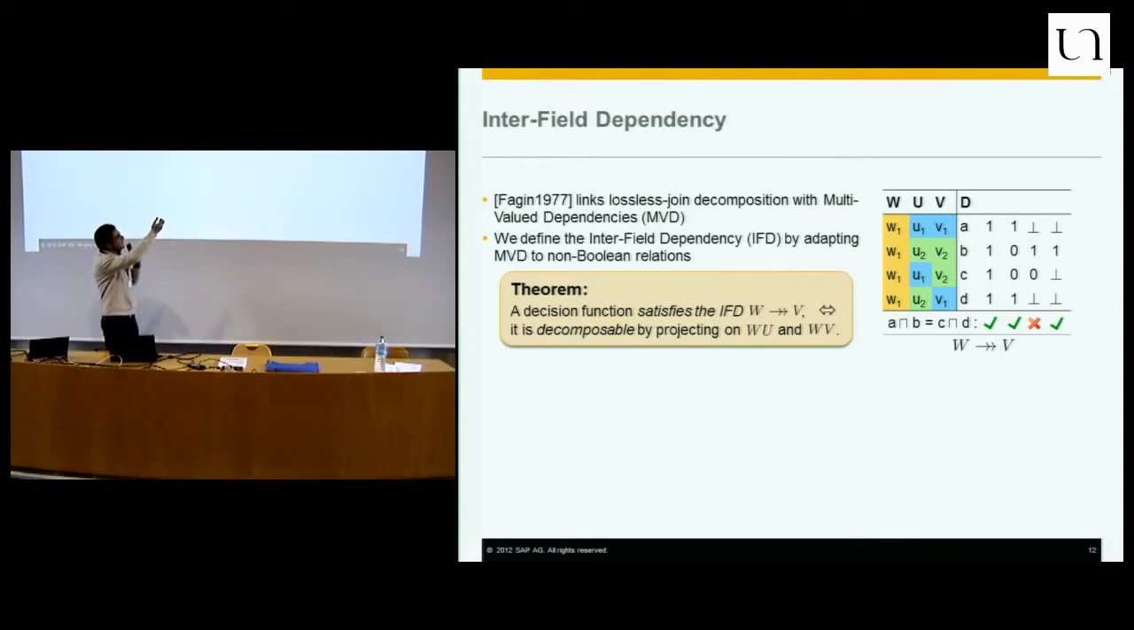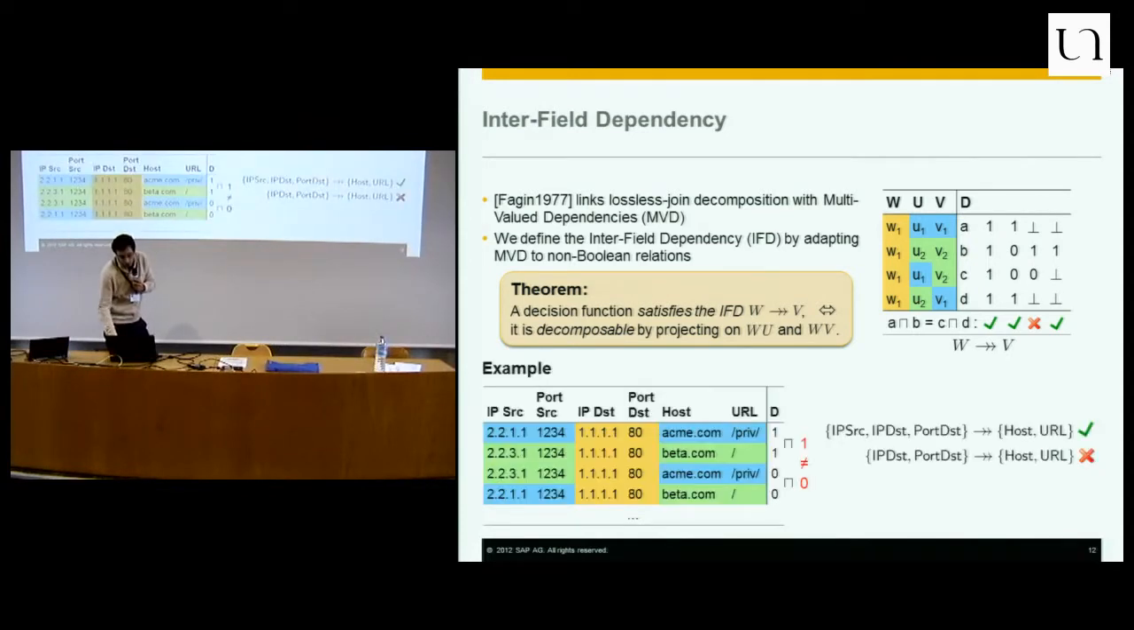What we did, we extended this, and we call this interfield dependency, IFD. It holds whenever the decision A, GLB, decision B equals C, GLB, D. And you see that this reduces to the Boolean case if you only consider 0, 1, so it actually works. The first two examples are basically the Boolean case, and then you see how it behaves for decisions different than 0 and 1. We have a theorem stating that the result of Fagin still holds for non-Boolean relations.